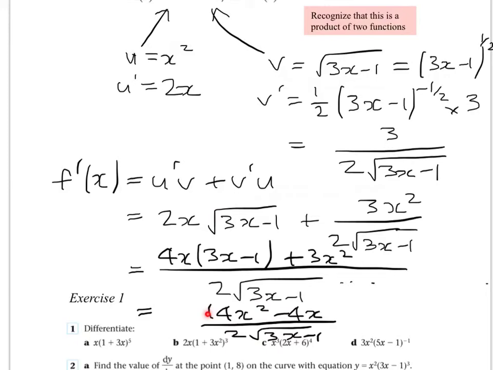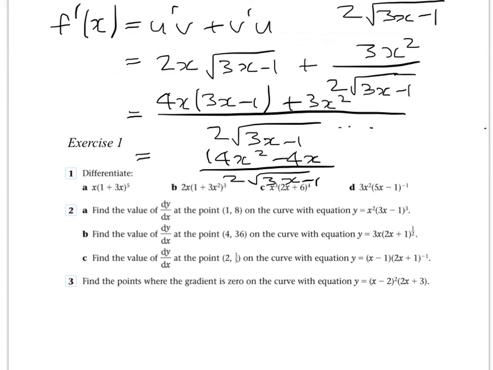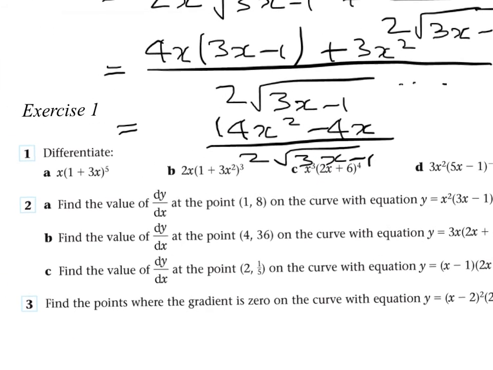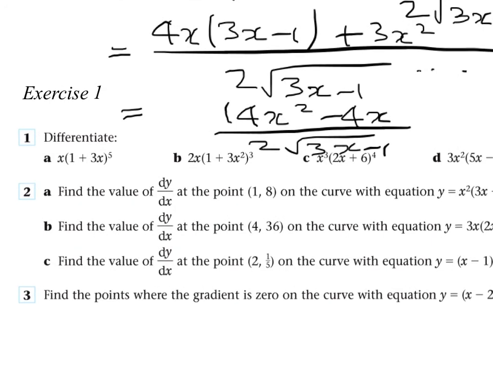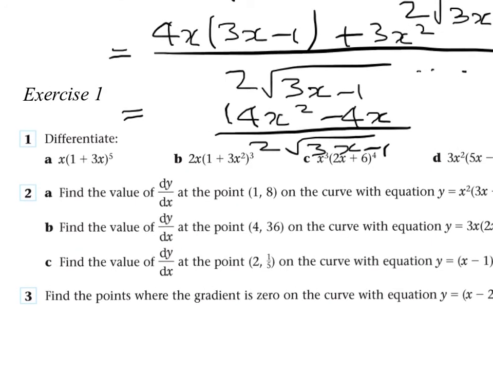Okay, so I want you to now have a go at doing, in exercise 1 here, part B. So just let me circle that one there. Have a go at part B, 2x times 1 plus 3x squared all cubed, and write down the answer for that.